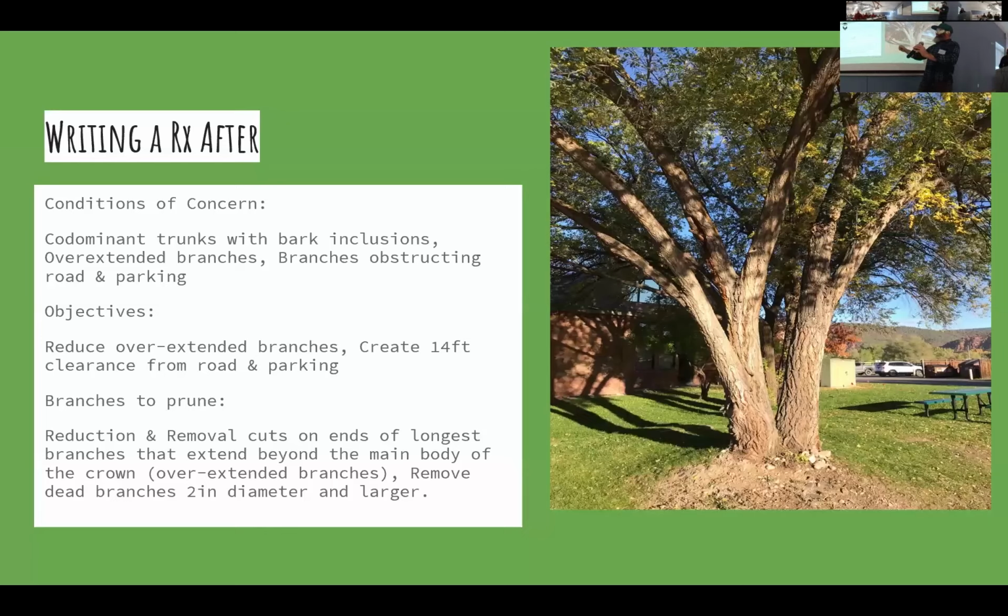But for right now, what I'm saying is reduction and removal cuts on ends of longest branches that extend beyond the main body of the crown. The key thing is I'm saying ends of longest branches. I'm not trying to call out first order. There's just so much going on. This could be a typical tree where there's a lot going on, but I'm still saying I want you to work on the ends. I don't want you to take anything on the interior because we don't want them to lion's tail. So I can call that out and be specific about it. Then, remove dead branches 2 inches in diameter and larger, which is common. It's anywhere you see that throughout the tree.